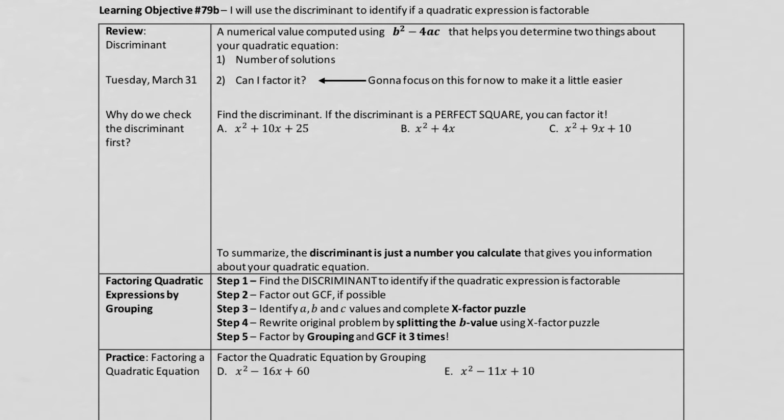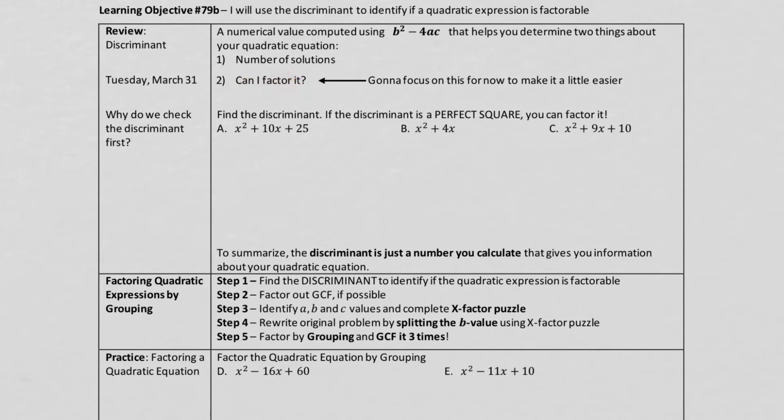So, yesterday's note was the idea of a discriminant, and a discriminant is a numerical value that you can compute using b squared minus 4ac. Now, this result, this number, will give us two different things about our quadratic. For today, we're going to focus on just can we factor a quadratic given the discriminant? That's all we're going to focus on today.